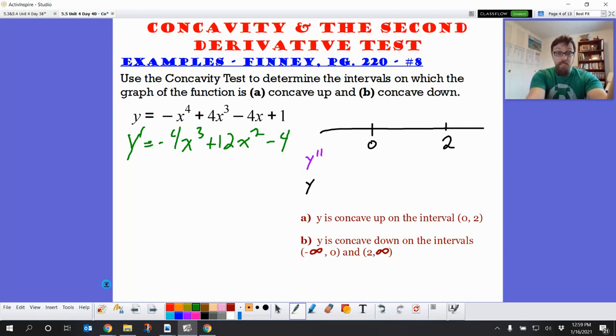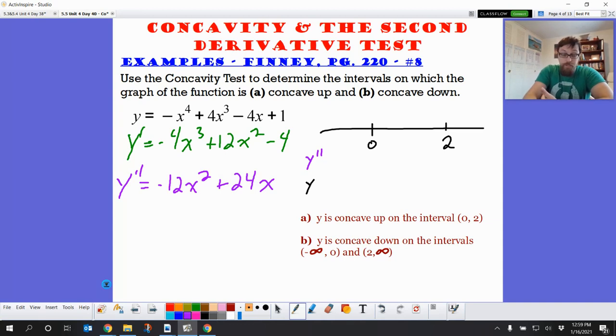But we don't want to play with the first derivative. We want to play with the second derivative in order to determine the concavity of our graph. So we need to find y double prime. That's negative 12x squared plus 24x, the second derivative of our function. Now I want to figure out where that is going to equal 0. Those are going to be the points of inflection. They're not going to be critical numbers. We've got points of inflection now.